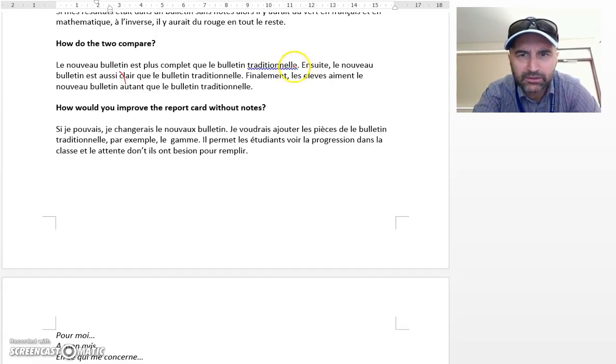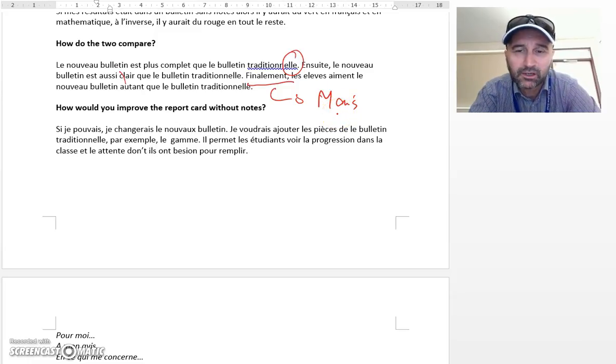See the blue wavy line here is because your traditionnel should be in the masculine. That doesn't actually affect the pronunciation, so I'll just let that one go through. Finalement, les élèves aiment le nouveau bulletin autant que le bulletin traditionnel. Finalement might not be the best link word here. Maybe you just want to have a mais, saying like this is all good, but in the end. If that's what you want to say, instead of finalement, you could use au final. And that would actually be in the end.